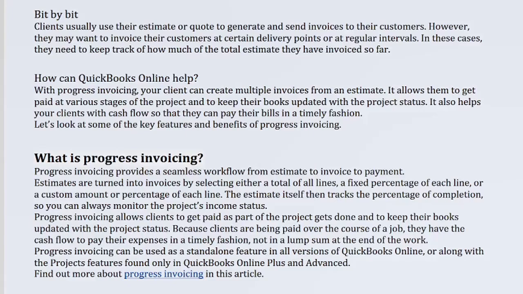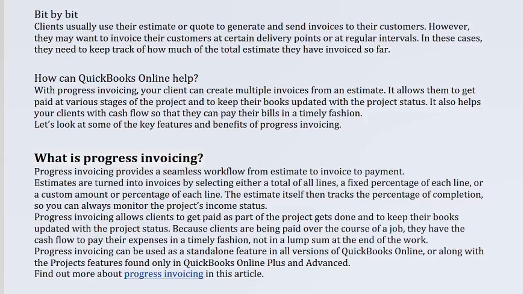What is progress invoicing? Progress invoicing provides a seamless workflow from estimate to invoice to payment. Estimates are turned into invoices by selecting either a total of all lines, a fixed percentage of each line, or a custom amount or percentage of each line. The estimate itself then tracks the percentage of completion, so you can always monitor the project's income status.